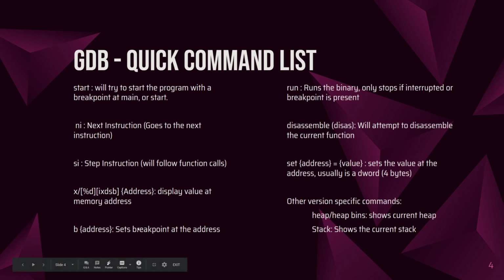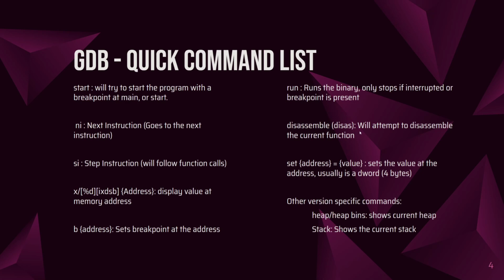That's a breakpoint at the address. You might need an asterisk before the address to say, hey, this is a memory address, break here. Run just runs the binary from the start. So instead of start, where it sets the breakpoint, run will just run the binary and won't stop at main or start at all. It'll just go until there's a breakpoint or until it's told to stop. It just runs the binary like you would on the regular command line.